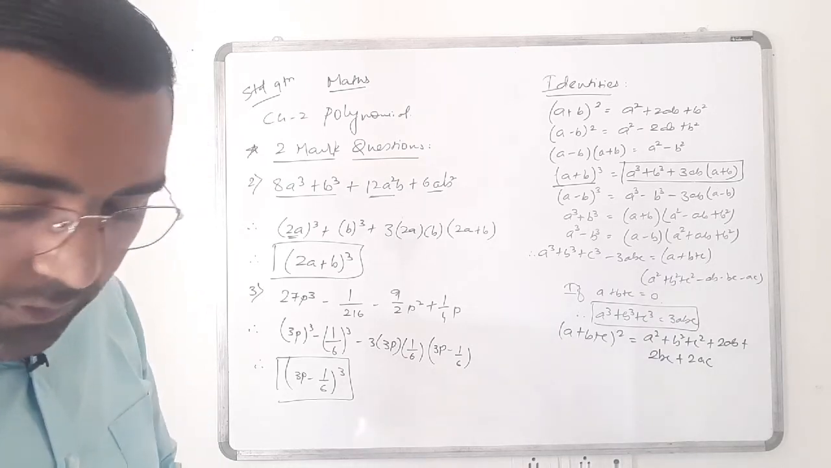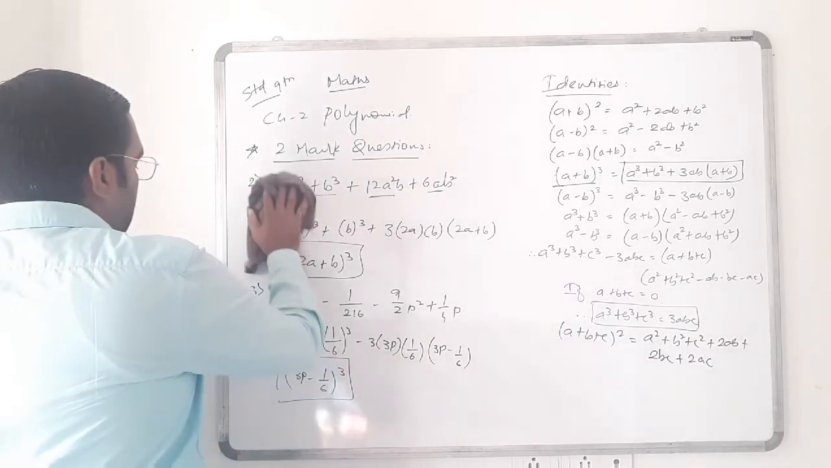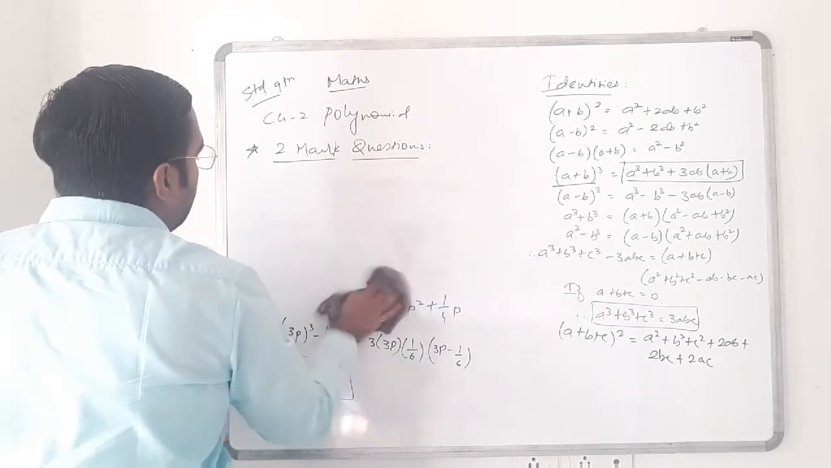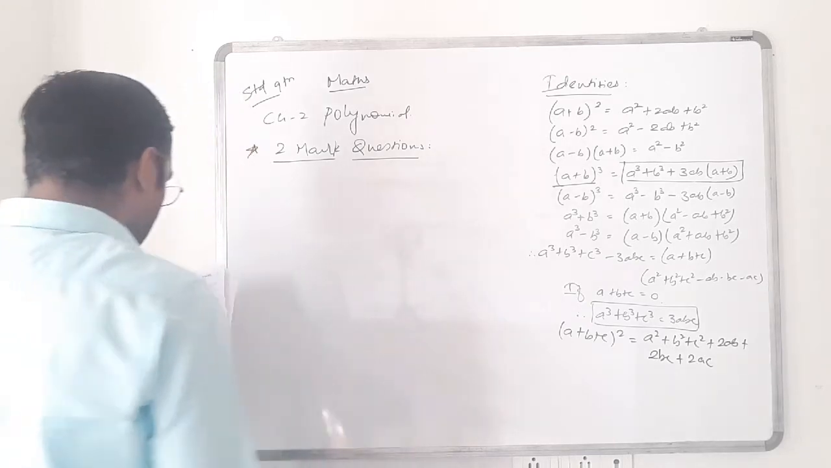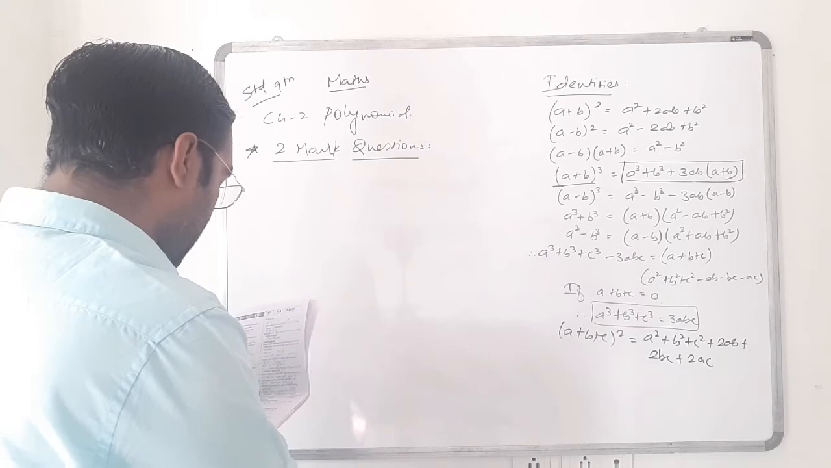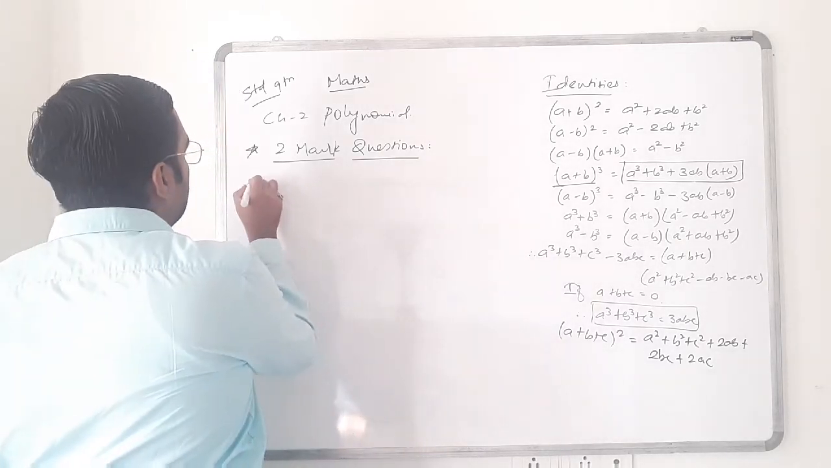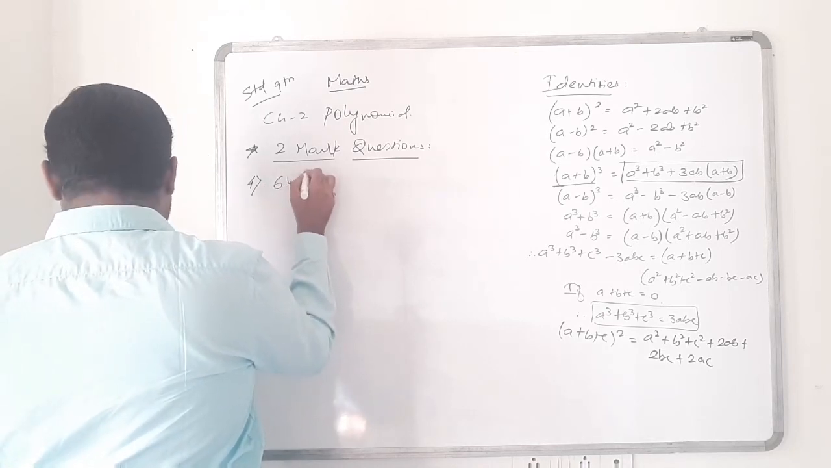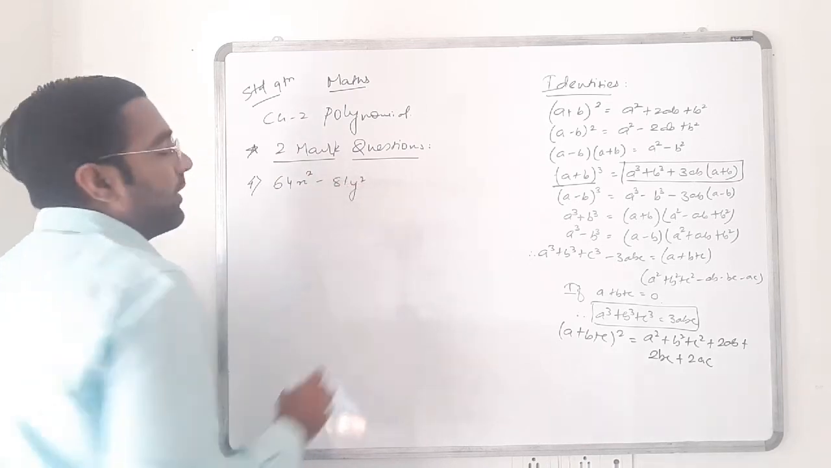Clear? So now we are moving on to question number 4 of the 2-mark questions, on the factorization of each of the following. Question number 4 is 64x square minus 81y square.